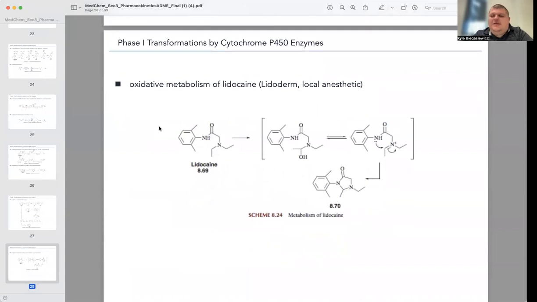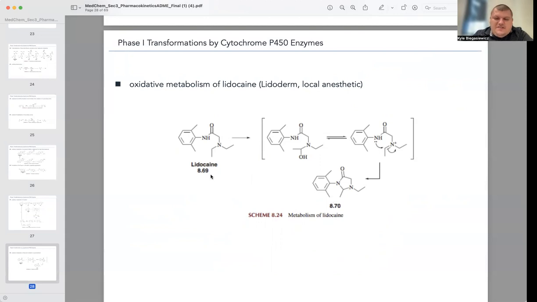Slide 28. The key takeaway on 28 is that you can do the P450 oxidation and generate an iminium ion, all the way to the right. But then it eventually makes 8.70, such that the amine, or the amide, I should say, the amide nitrogen comes down and collapses to generate the corresponding cyclized product. So if you see that, I'm going to say this transformation occurred from 8.69 to 8.70. Can you give a good explanation for that?